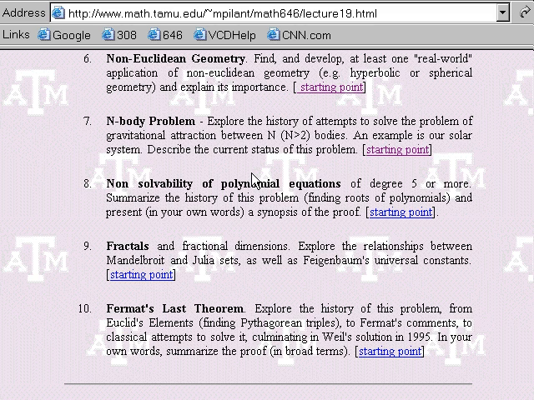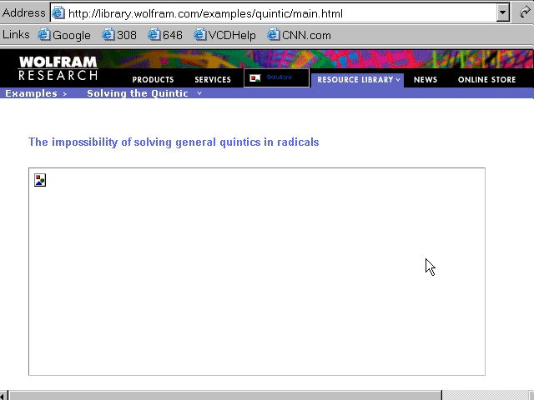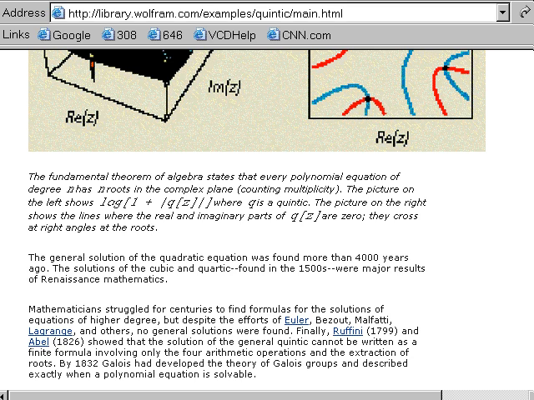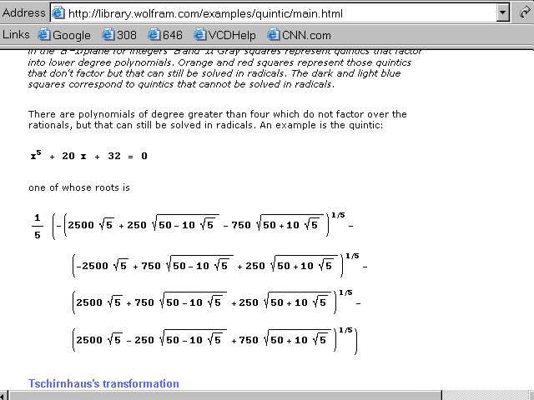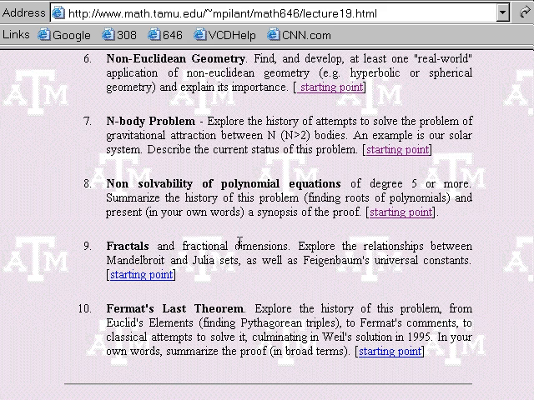Okay, and this has to do with some fairly deep results in algebra, so if you want to begin there, this is an example of the impossibility of solving general quintics in terms of radicals, so they're not constructible.